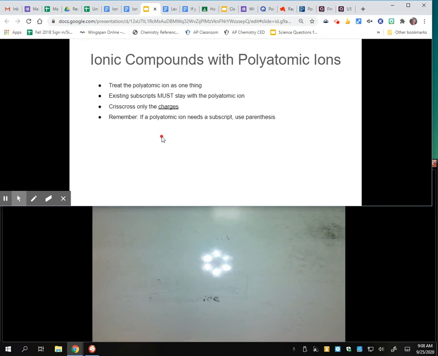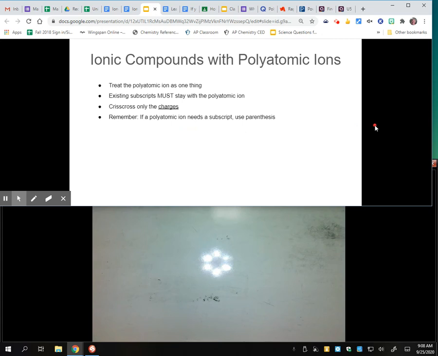And part of what makes a nitrate, and all the polyatomic ions what they are, is their existing subscripts. So existing subscripts must stay with the polyatomic ion. They are part of its identity. We're only going to be crisscrossing the charges. So remember, if a polyatomic ion needs a subscript, use parentheses.